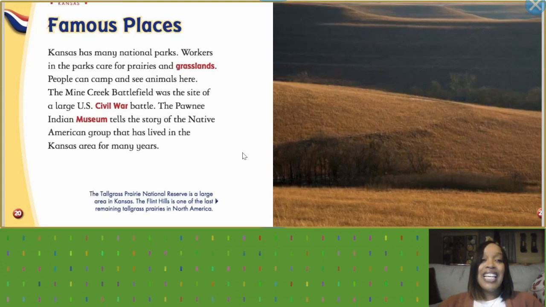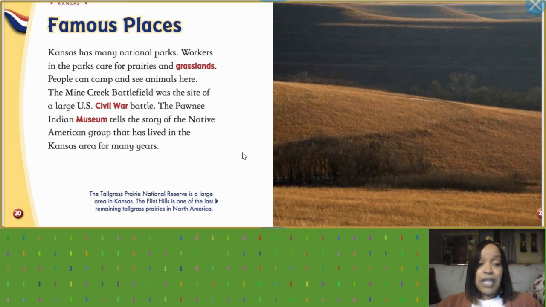Famous places. Kansas has many national parks. Workers in the parks care for prairies and grasslands. People can camp and see animals here. The Mine Creek battlefield was the site of a large U.S. Civil War battle. The Pawnee Indian Museum tells the story of the Native American group that has lived in the Kansas area for many years.